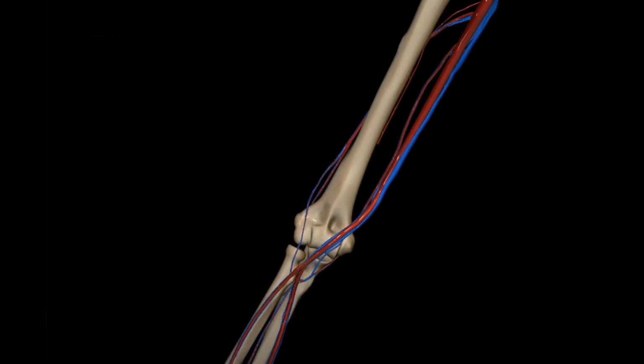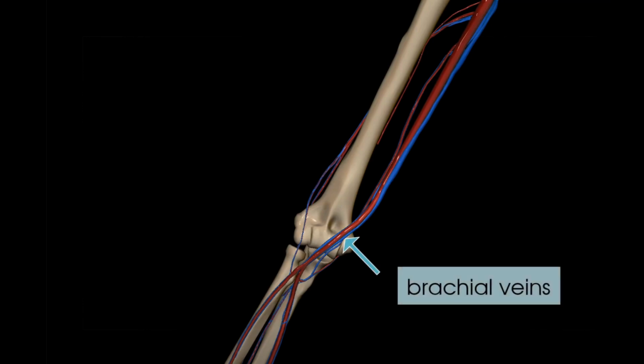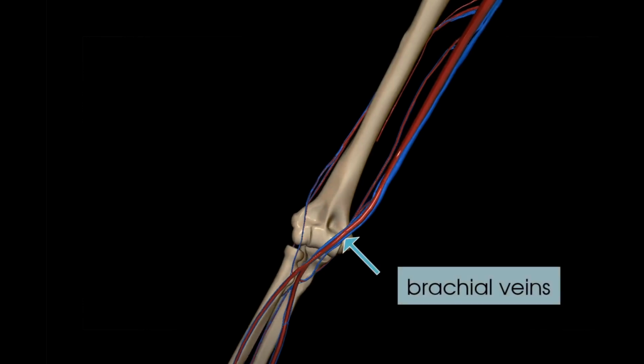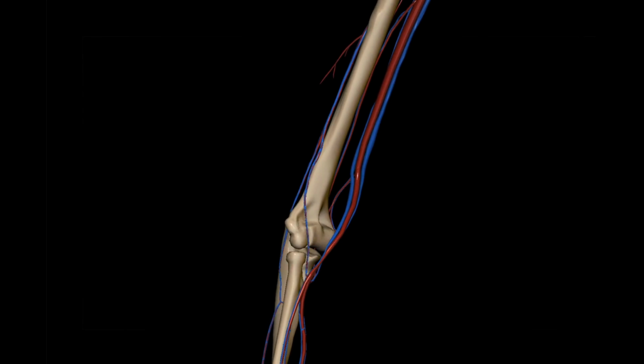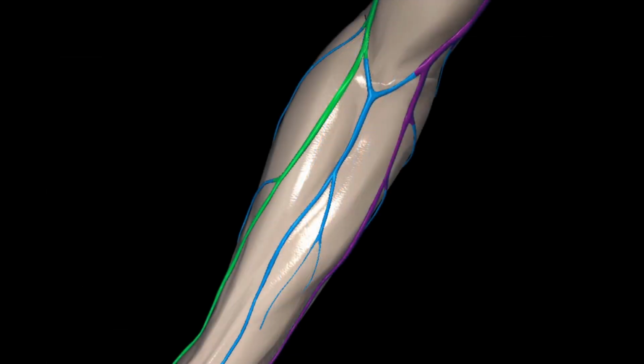Just before the elbow, the radial and ulnar veins unite to form the paired brachial veins, which accompany the brachial artery. If you'd like to get a better idea of the structure and course of the deep venous system, then I'd advise you to watch my previous tutorials on the arterial supply to the upper limb, where I cover this in a lot more detail. So that's a brief walk through the venous system of the upper limb.